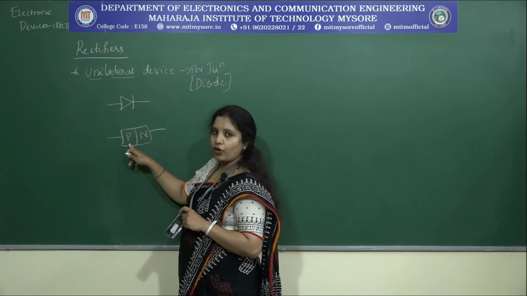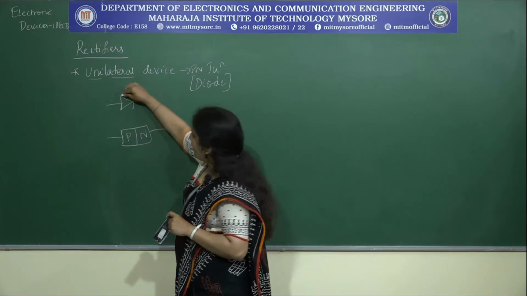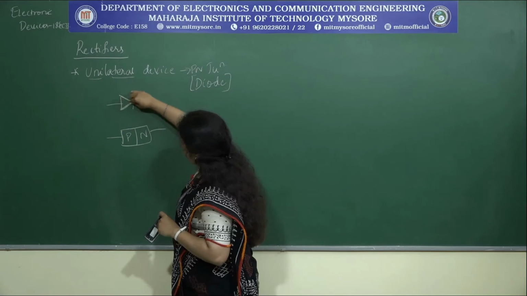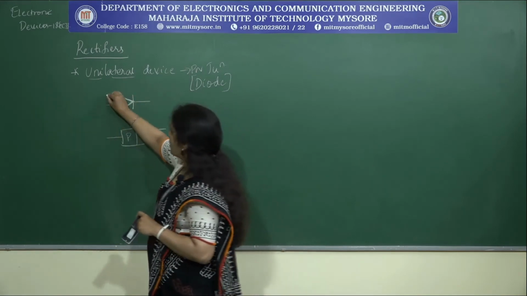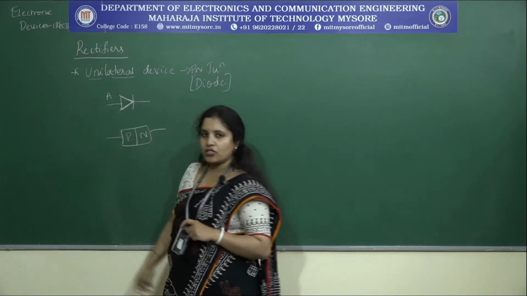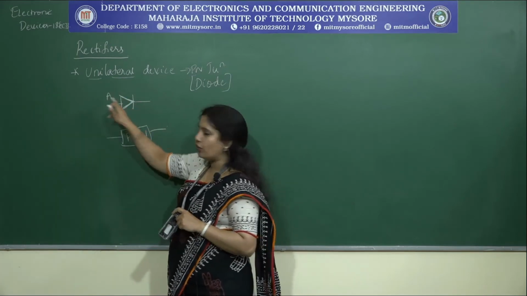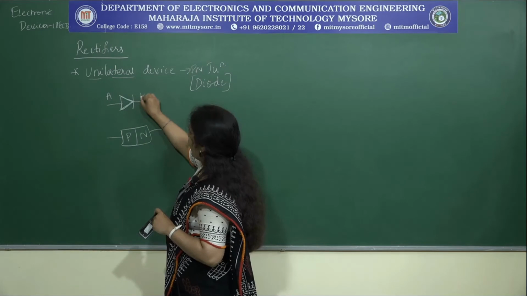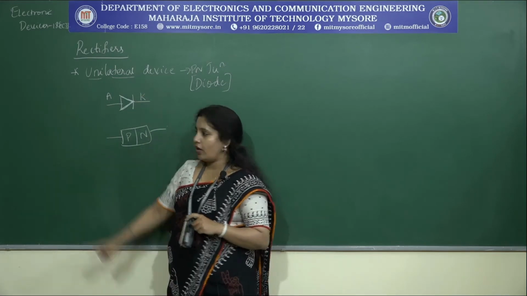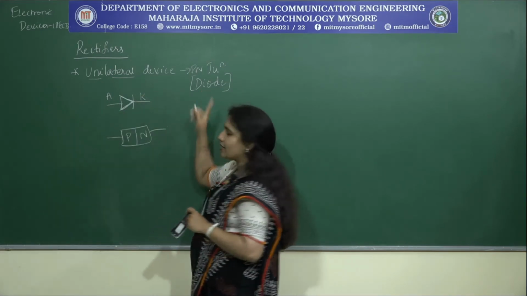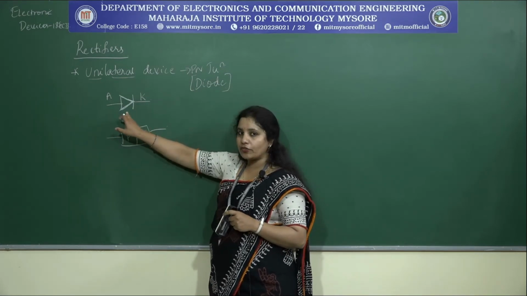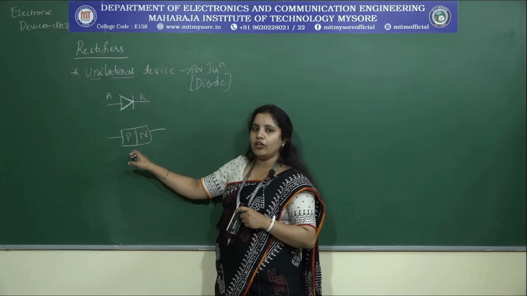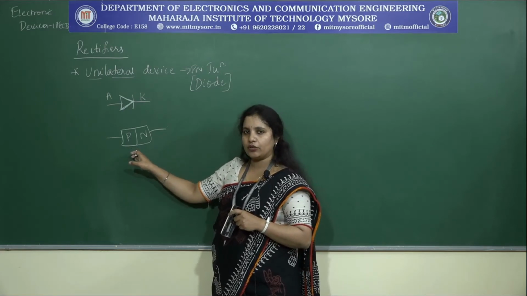And how does the current flow? As I mentioned, it is from P to N, and therefore this direction here indicates the arrow direction with which the current is flowing. What is the terminal near the P type referred to as? It is referred to as the anode, and the one near the N type is referred to as the cathode. And what is this device referred to as? A diode. Done. So this is the symbol of the diode, and this is the layered structure of the diode.